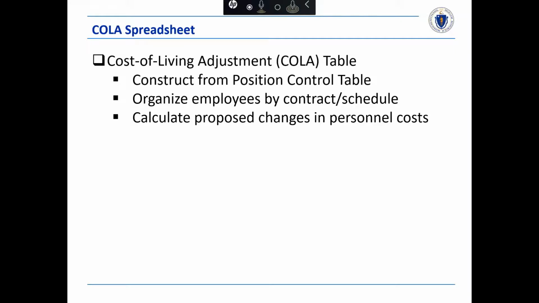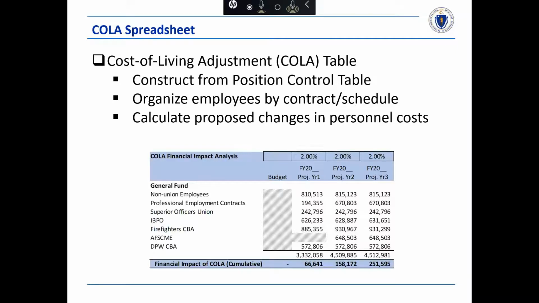When calculating the future financial impact, the percentage increase is applied to the compensation identified in the first year. For each subsequent year, the prior year's financial impact is combined with the forecasted compensation before applying the new percentage increase. The COLA table will give officials a cumulative estimated financial impact of today's decision into the future.